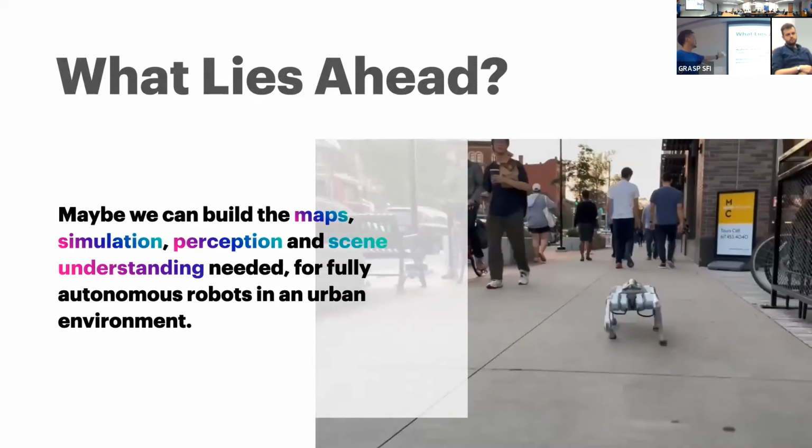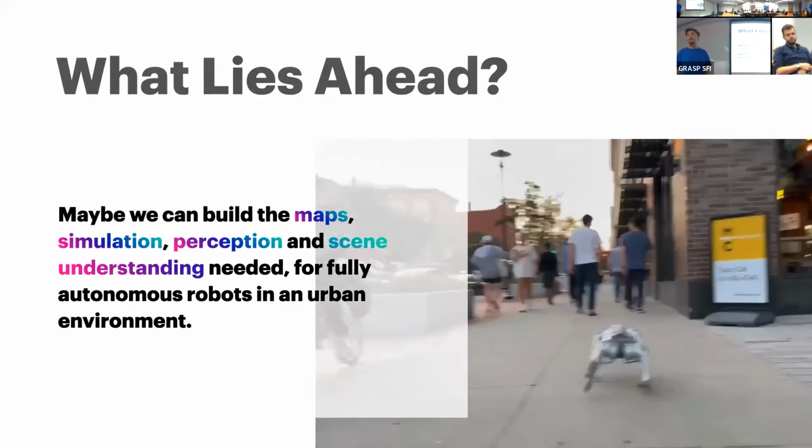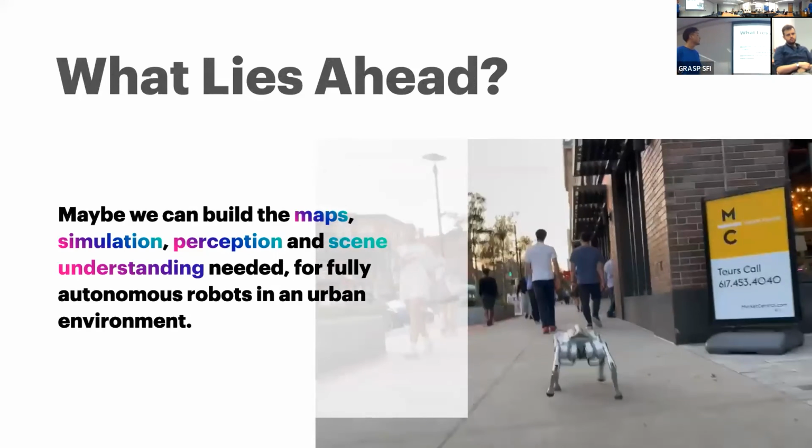And the hope is that by building these maps, your generation of simulators, and this perception and scene understanding technology, maybe we have all of the pieces needed to build robots that can mingle with us and coexist with us in complex urban environments like this. That's the talk.